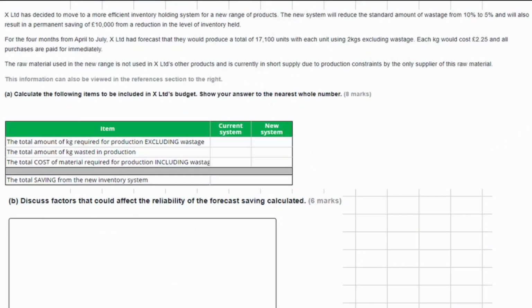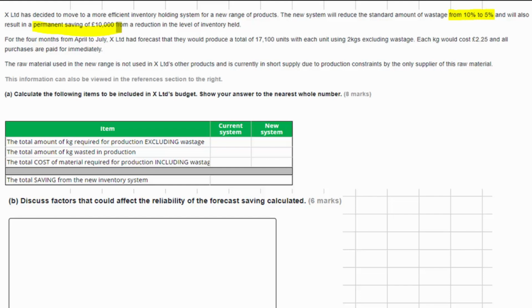This is a debrief of Task 2 from Sample Assessment 2 of Applied Management Accounting. X Limited has decided to move to a more efficient inventory holding system for a new range of products. The new system will reduce the standard amount of wastage from 10% to 5% and will also result in a permanent saving of 10,000 from a reduction in the level of inventory held.